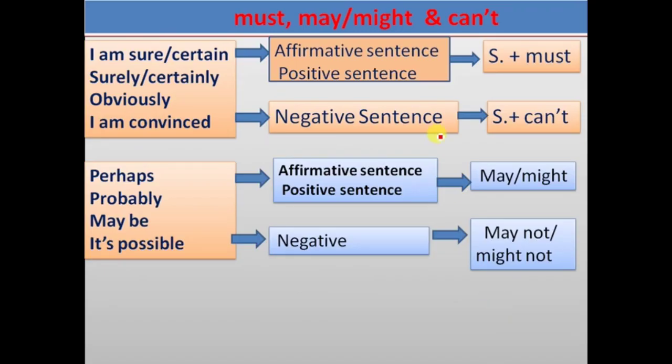So, let me summarize. Must, may, might, or can't. If there are expressions like I'm sure, I'm certain, surely, certainly, obviously, I'm convinced, and the sentence is positive, use must. With such expressions, if the sentence is negative, use can't. Similarly, perhaps, probably, maybe, it's possible. It means not sure, therefore use may or might. If the sentence is positive, affirmative, use may, might. Or if the sentence is negative with such expressions, use may not or might not.